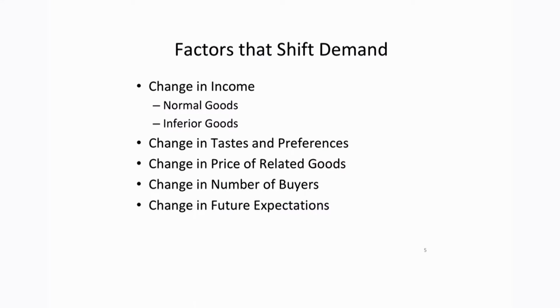But in fact, we need to differentiate between two types of goods. With a change in income, if we are talking about a normal good, higher income means higher quantity demanded at each price point. But if we were talking about an inferior good, with more income, we actually demand less of the good because the good is considered inferior.